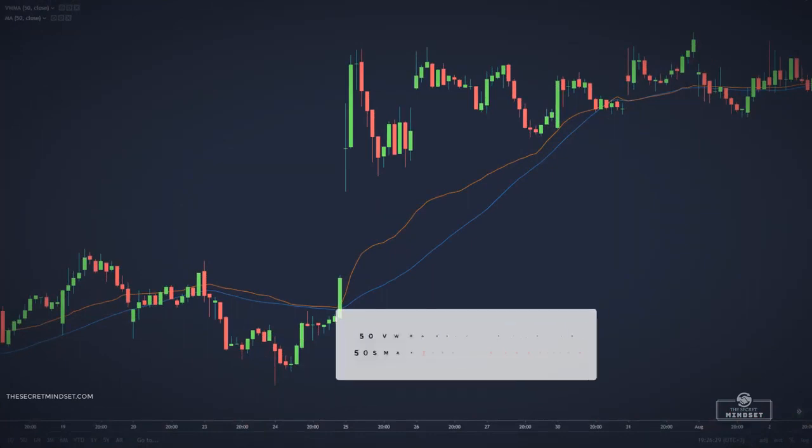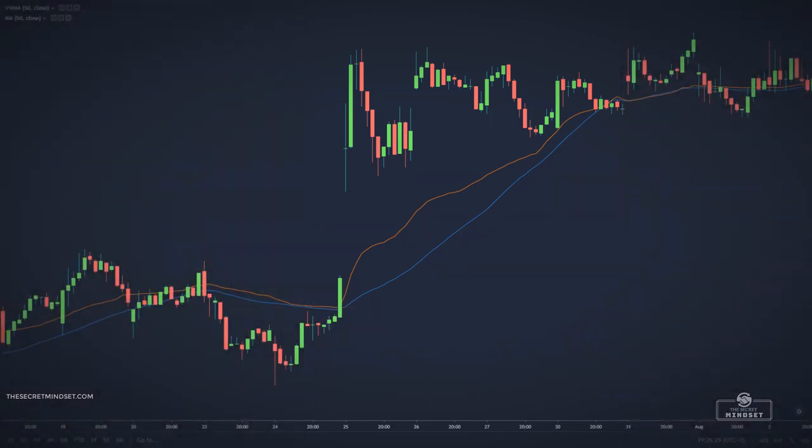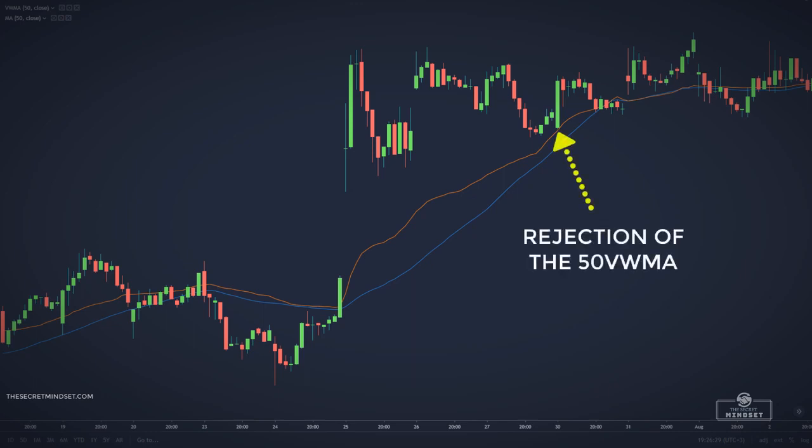When the 50 volume-weighted moving average is between the price and the 50 simple moving average, then volume confirms we are trending in that direction. Look at this example. At the exact moment of the breakout, the volume-weighted moving average was well above the simple moving average already, showing us that the volume confirms the uptrend. The retrace even bounced off from the volume-weighted moving average instead of the simple moving average as support.